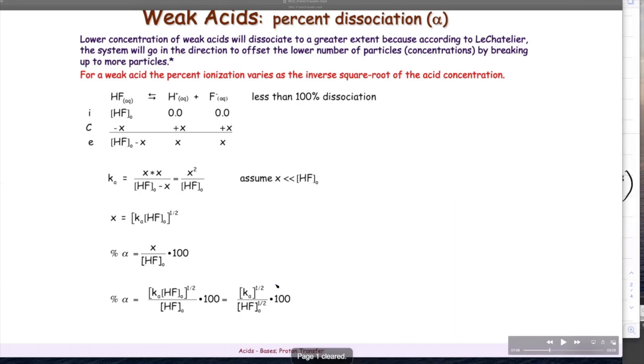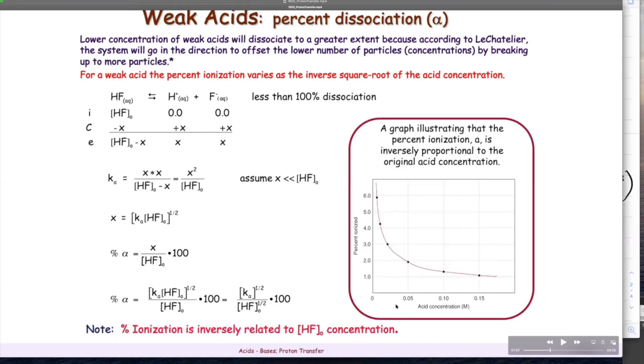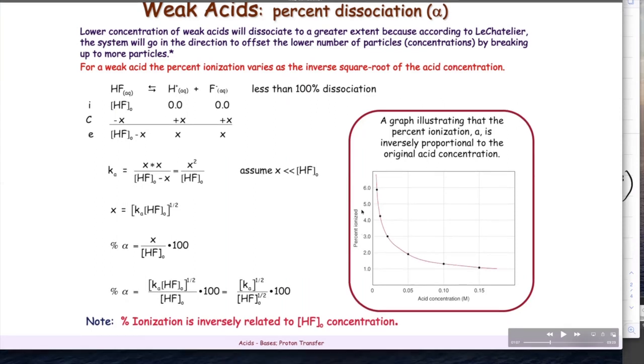And you can see it in this graph right here. This graph shows the percent ionization on the Y axis, and this is the concentration of the acid. Notice that as the acid concentration becomes bigger, the percent dissociation becomes smaller, whereas if the acid concentration becomes smaller, the percent dissociation becomes bigger. And this is consistent with Le Chatelier's principle, actually.